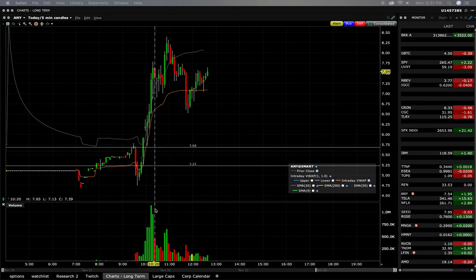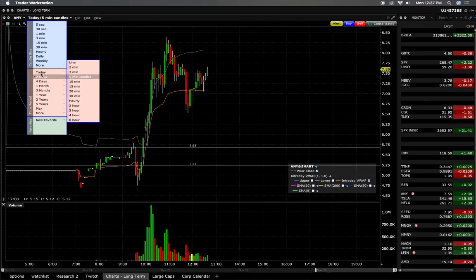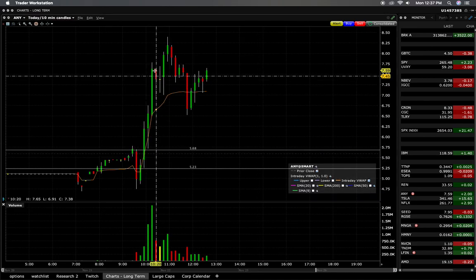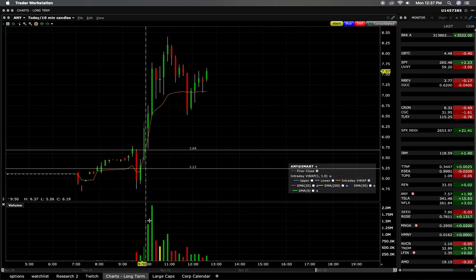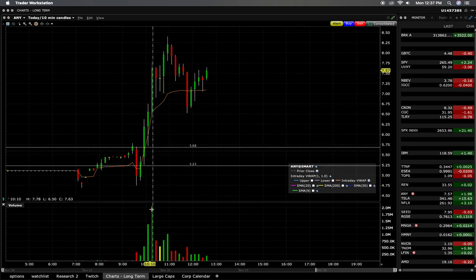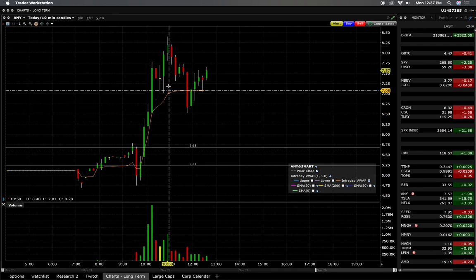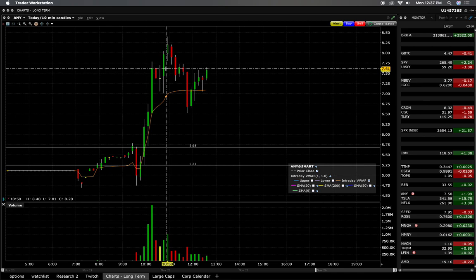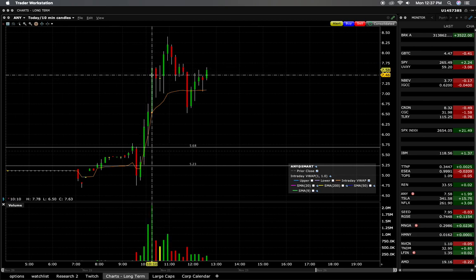So we can see here that ANY, if I switch this to 10-minute candles, we'll have a better idea. So right here, you can see the volume was 2 million, right? So there was 2 million shares traded in this 10-minute candle. From this move from 650 to 750 that happened in 10 minutes, 2 million shares were traded. That means all of the shares available for trading have been traded in 10 minutes. That's crazy. Okay, let me say that again. All of the shares available to be traded in ANY were traded within 10 minutes.